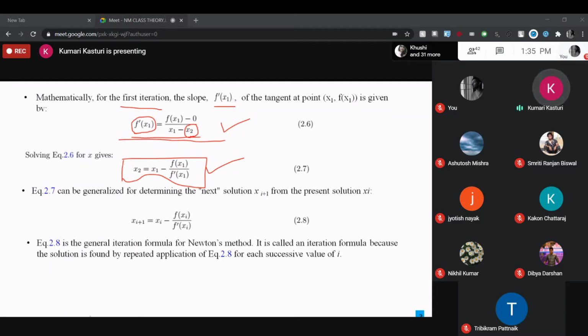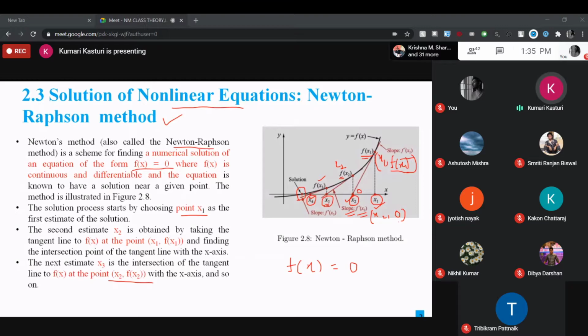So this is how actually we are calculating. Just try to first understand what I want to say. Here we want to find the x value at which f of x is equal to 0. That is the meaning of the root. So the initial value x1 is given to you. We want to find x2. So how to find x2?